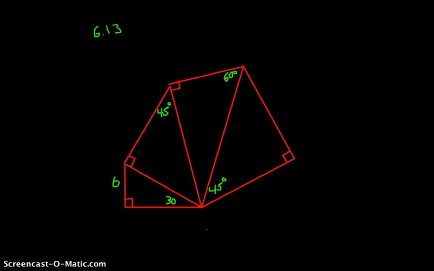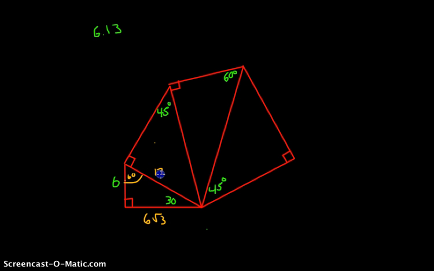I've drawn up problem 6.13 here, and it uses both types of special triangles. What they ask you to do is find all missing sides of the diagram. We're going to start out down here. This right here is 60, and because it's a 30, 60, 90 triangle, 6 here is x. So this right here has to be 6 root 3. Then it's going to be 2x, so it's going to be 12.